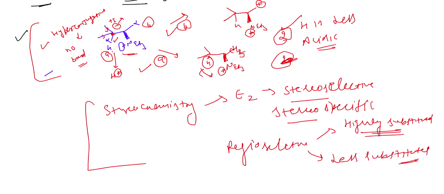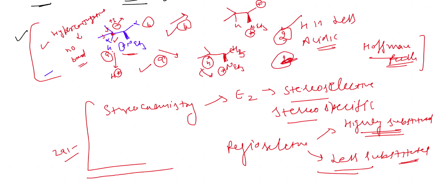And moreover, when we get less substituted alkenes, that rule is known as the Hofmann rule. If the alkene is highly substituted, then that is the Zaitsev rule. When we get a less substituted alkene, that is the Hofmann rule. So this is the difference between these two rules. By covering this, we are completed with our topic, E2 elimination reactions. In the next lecture, we will discuss more examples of E2 and E1 eliminations so that we can go for the MCQs and solve them easily.